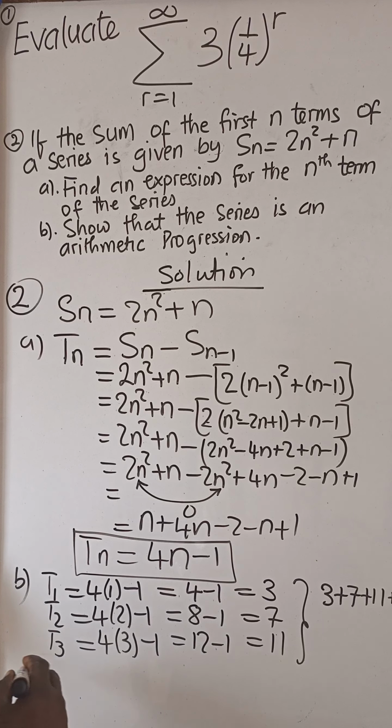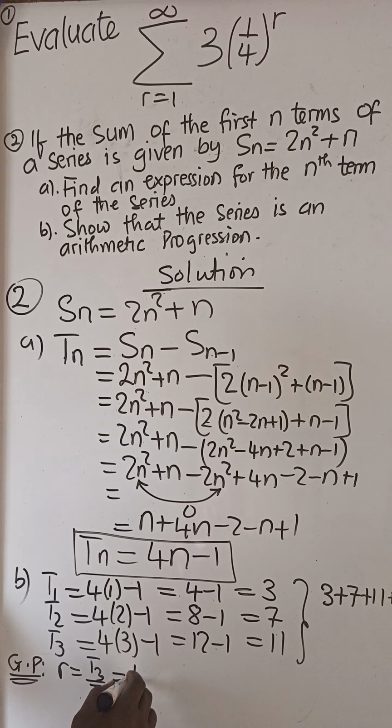Now, is it a GP? Let's start by checking whether it's a GP. With the GP, there is a common ratio, which is the value gotten from T3 all over T2. And this value must be the same as T2 divided by T1. All right, if we have this equality valid, then we'll say it's a GP. Now let's do that.